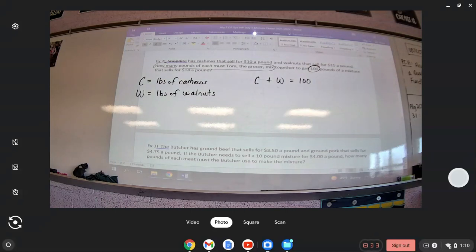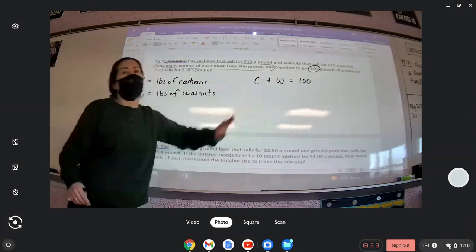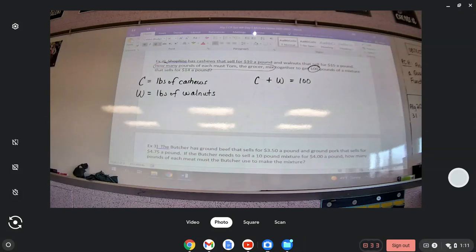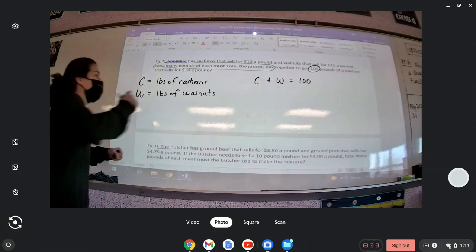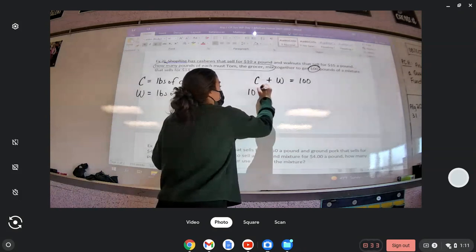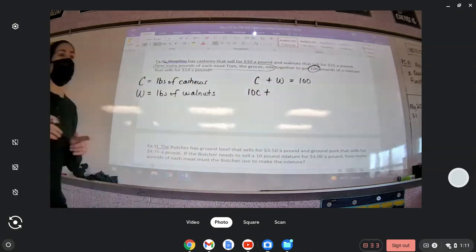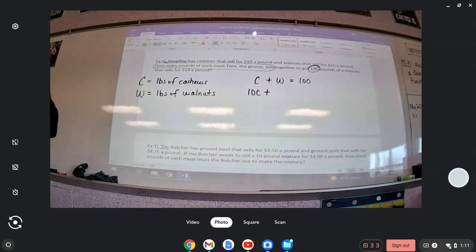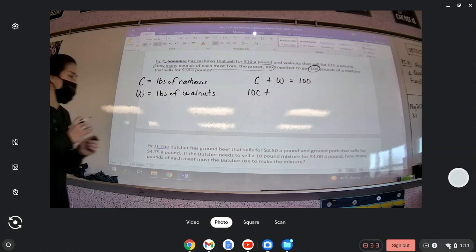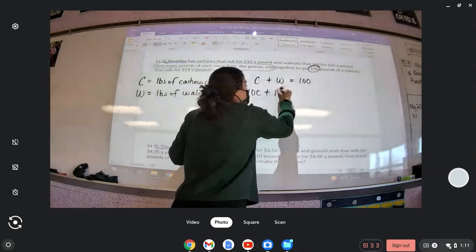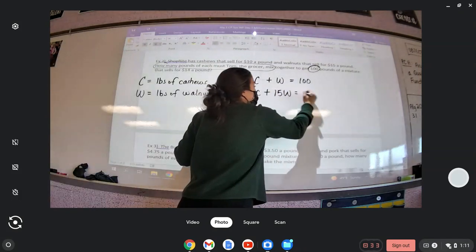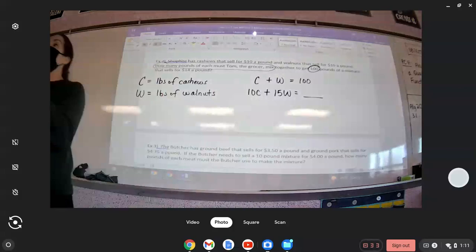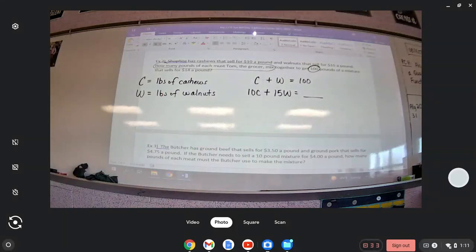All right, now second equation, now let's bring the money in. What does 1 pound of cashews sell for? 10. That's $10 per C. So that's going to be 10 times C. Plus, what's a pound of walnuts sell for? 15. That's going to be 15 per W, which is 15 times W, and that equals blank space. That is the number that they never give you. And what's the only number you haven't used?